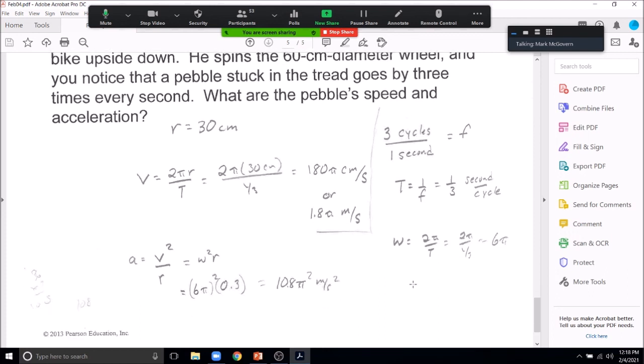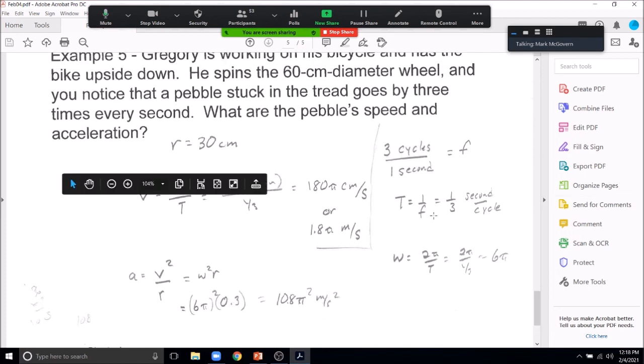So it's pretty straightforward. I don't think it's as tricky as the stuff about frequency and period. But otherwise, not too bad.